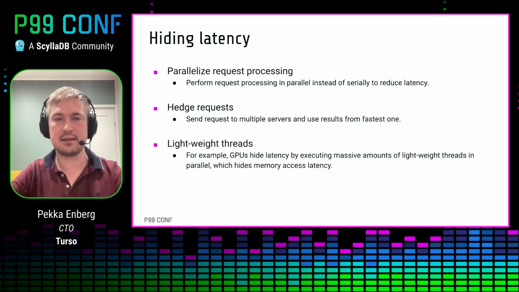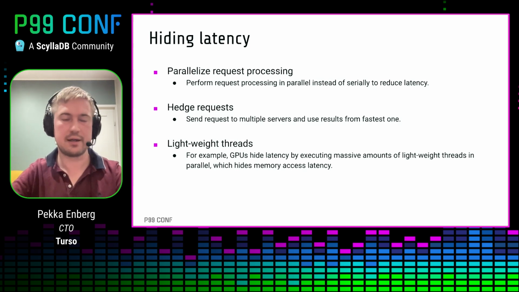A related technique is hedging requests. In cases where you can send the request to multiple servers, for example if you have a distributed key value store or a database with multiple copies of the data, you send the request to multiple servers and just use the result from the fastest one.